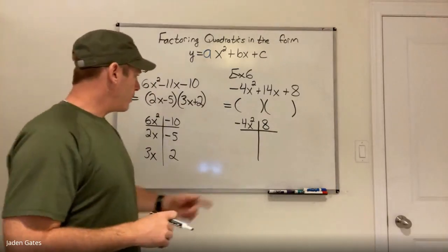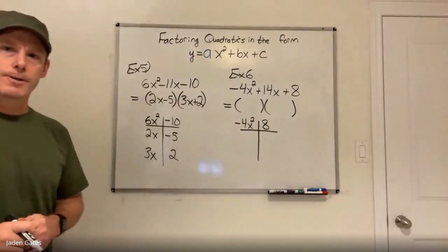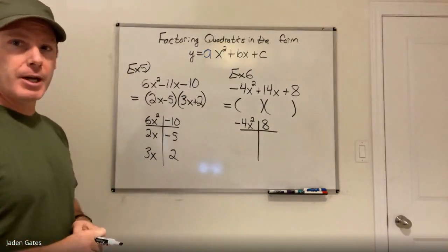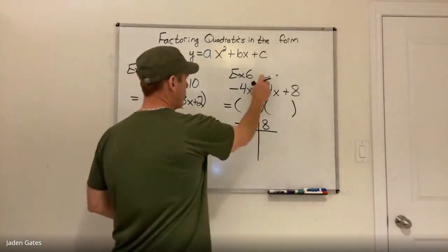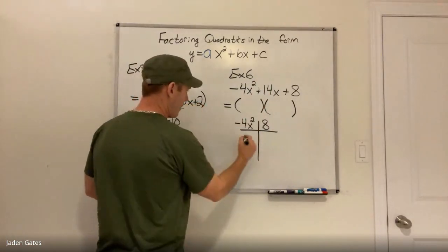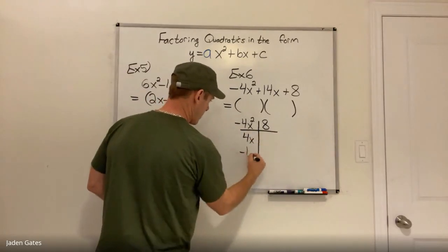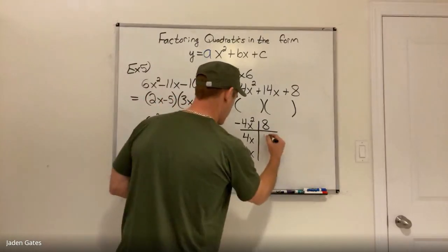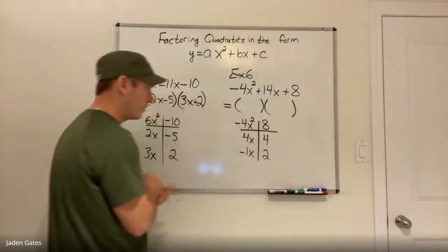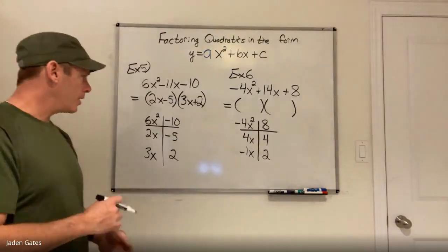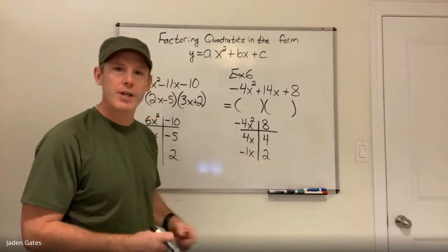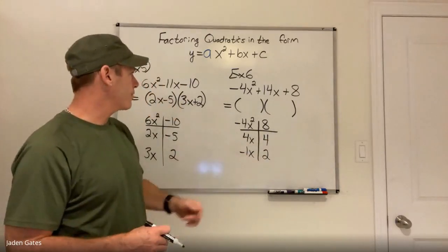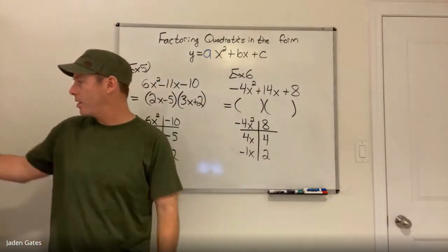Negative 4x squared. There are a couple of combinations there to get negative 4, and for 8, there are a couple of combinations to get that one too. So it might take me a little bit here. I want a 14x, right? So let's go with a 4x and a negative 1x. For 8, I'm going to try a 4 and a 2. Check it out. 4x times 2 is 8x, minus a 4x. So 8x minus 4x is 4x, not a 14x. Okay, so that's not working.